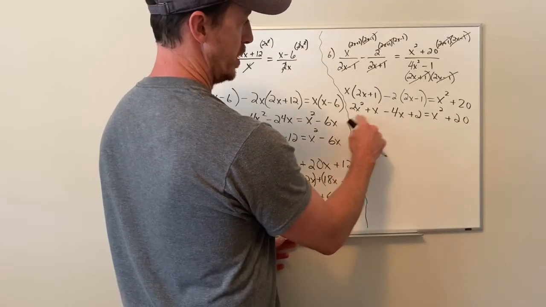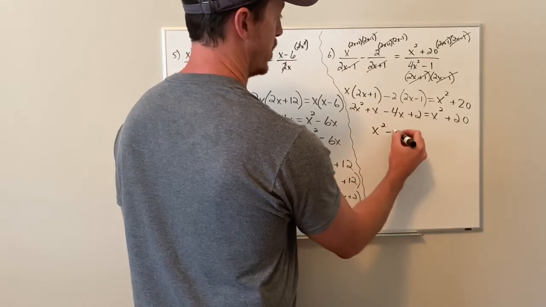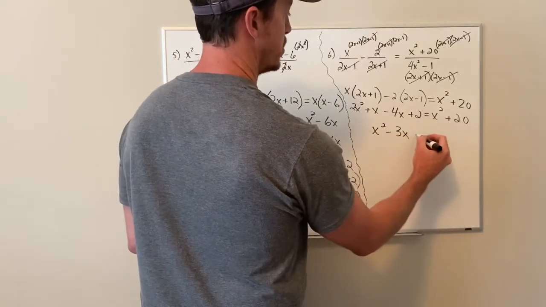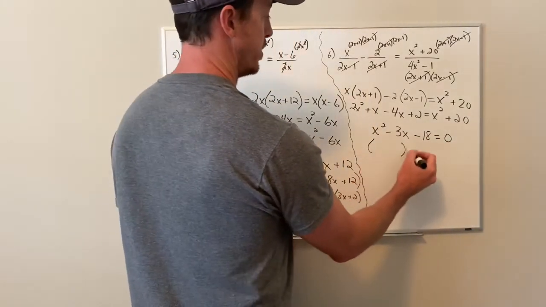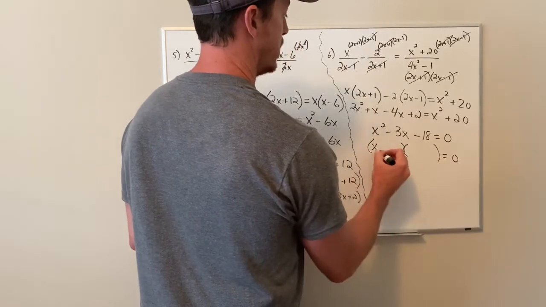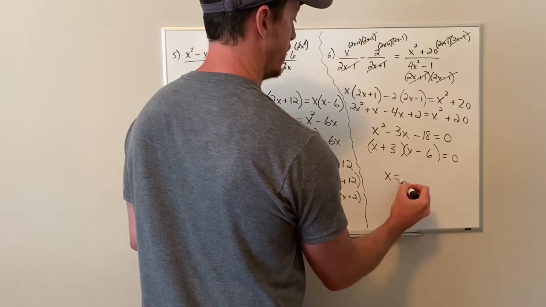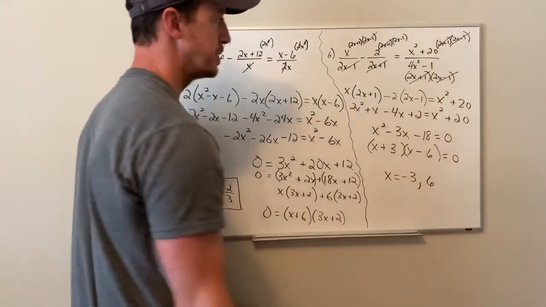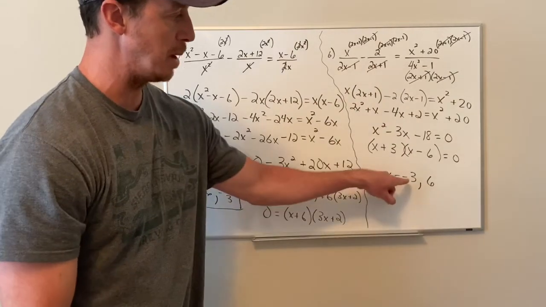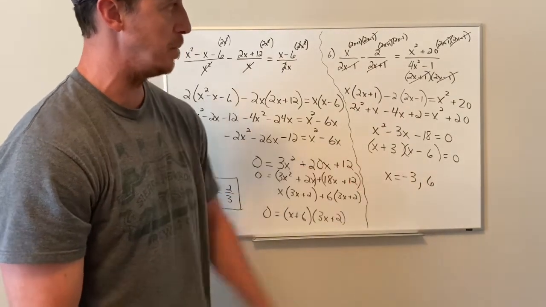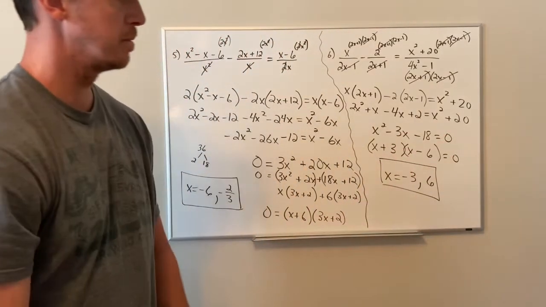I got 2x squared. I'm going to go ahead and subtract that x squared over, so that's x squared. X minus 4x is negative 3x. 2 minus 20 is negative 18. This one factors a lot easier than the last one. This will be x plus 3, x minus 6. And so my answers are negative 3 and positive 6. Again, check. Make sure that none of those denominators would be made 0 by plugging that number in for x or that number in for x. They're both good. Neither one is extraneous. That's it.